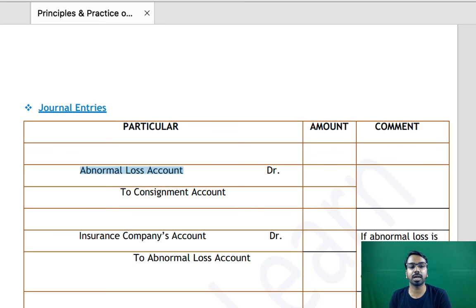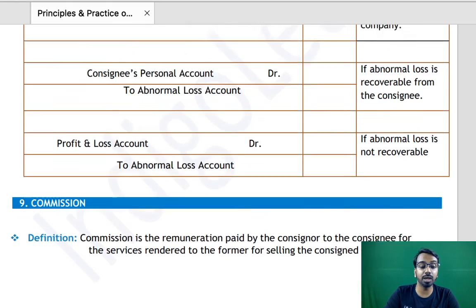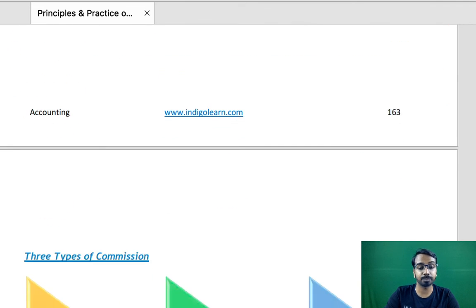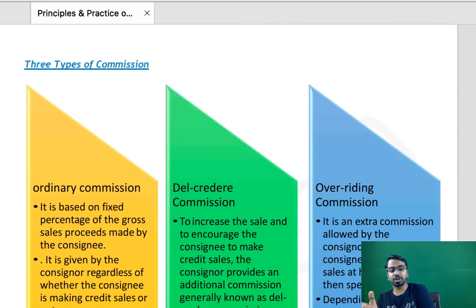Now, for all these transactions that the consignee is doing, we know the consignee is entitled to the commission. Commission is debited to the consignment account. Now, ordinary commission is the normal commission. Del credere commission: when the consignee is paid del credere commission, bad debts are borne by the consignee. The loss on bad debt will be on account of the consignee.